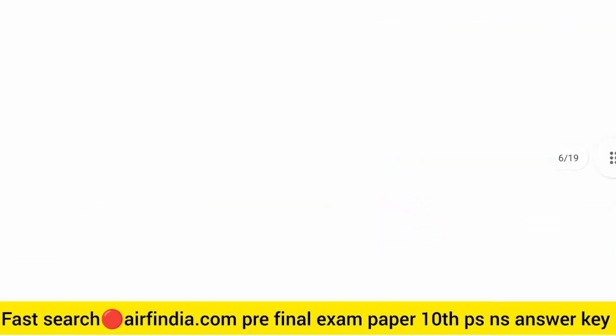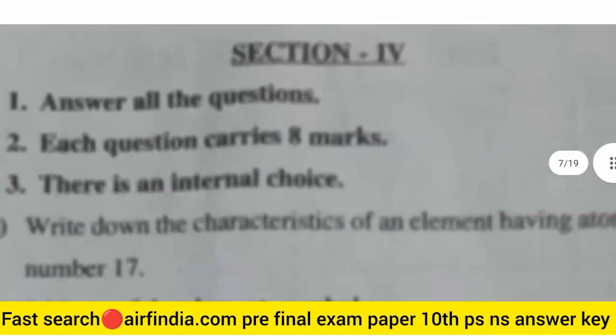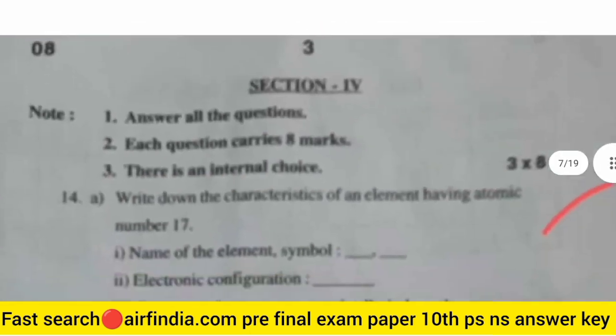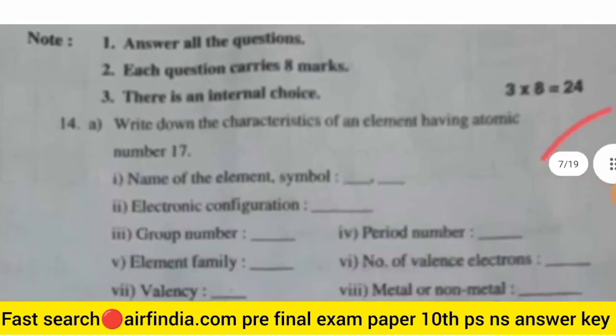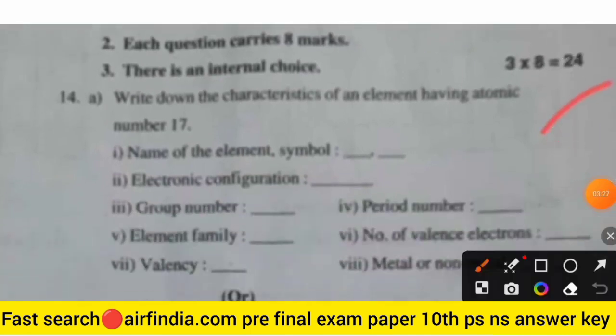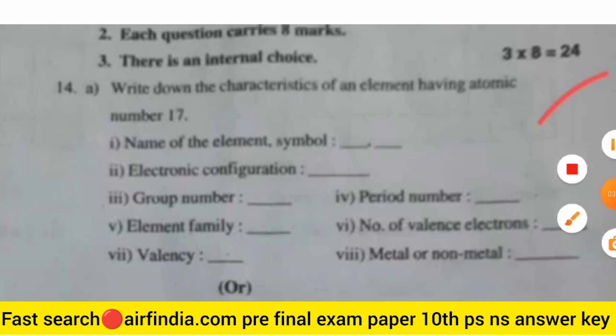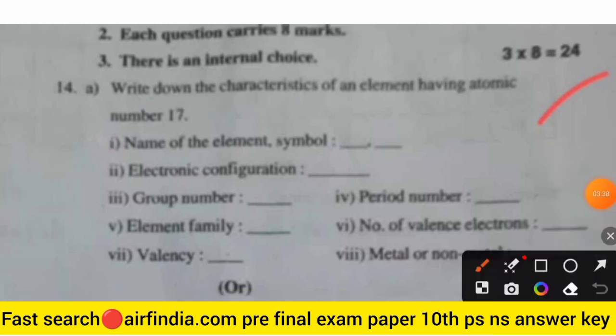Okay, so the next is section 4. Answer all the questions. Each question carries 8 marks. There is an internal choice also. So question 14 is, write down the characteristics of an element having atomic number 17: name of the element and symbol. Atomic number 17 is chlorine. Electronic configuration, group number, period number, number of valence electrons, and valency. Okay, find out all these things.